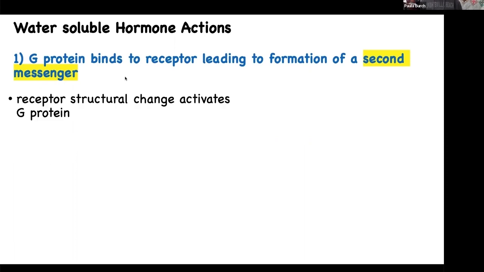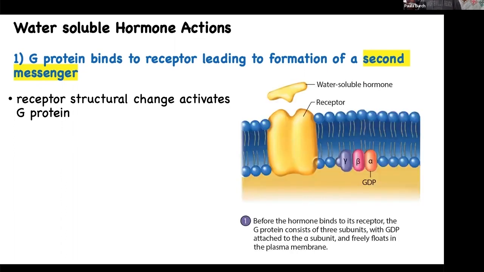The binding of the hormone to the receptor causes the protein receptor to change its structure. Recall that structure determines function. The structural change exposes a binding site for another protein called a G protein. The G protein has three subunits, an alpha with a guanosine diphosphate bound to it, a beta subunit, and a gamma subunit.